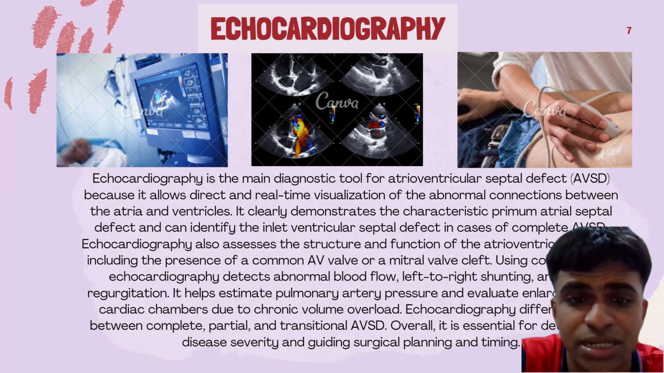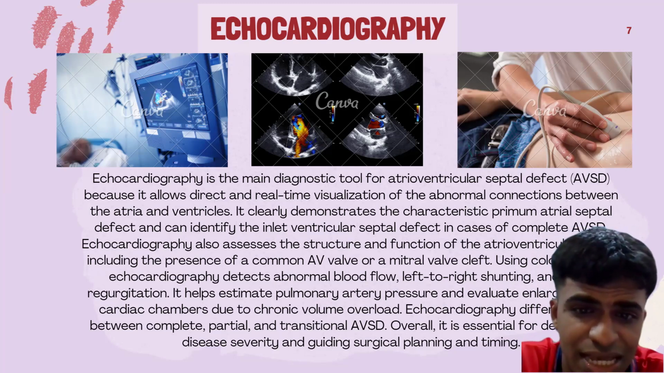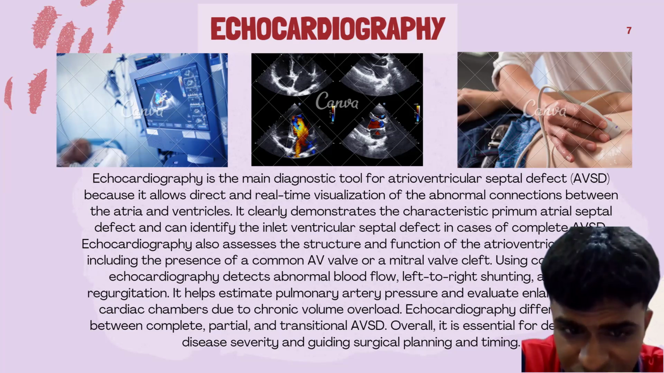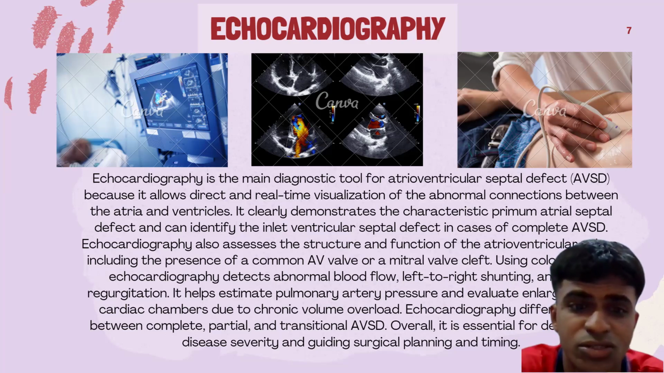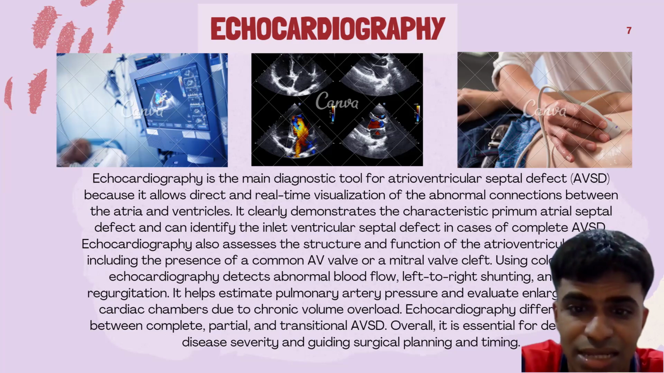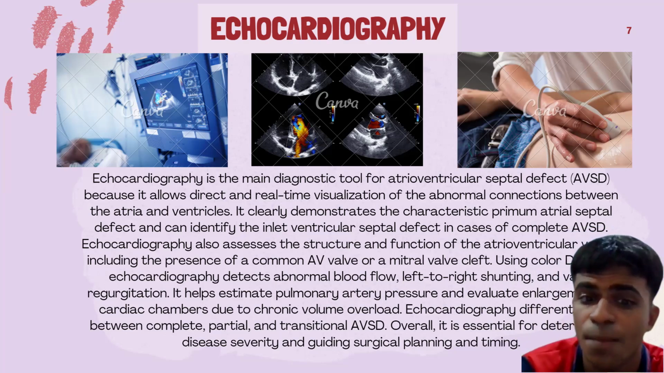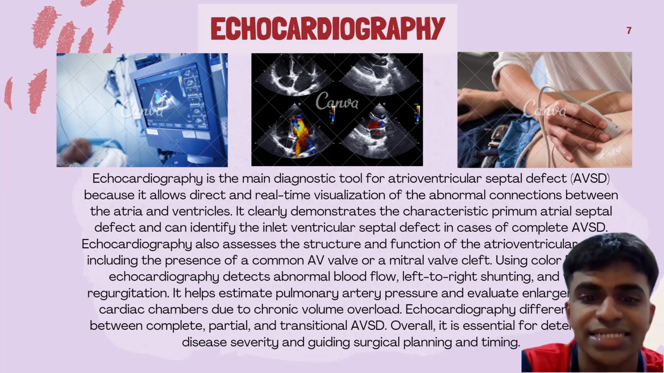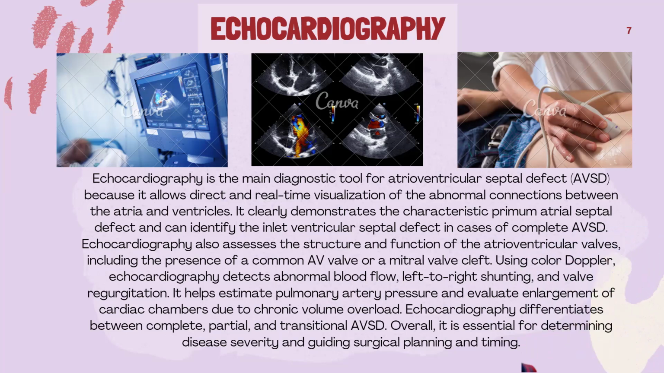Color Doppler is used to detect abnormal blood flow, such as left to right shunting, and to evaluate mitral or AV valve regurgitation. Echocardiography also allows estimation of pulmonary artery pressure and cardiac chamber enlargement. It can differentiate between complete, partial, and transitional AVSD. Overall, it guides surgical planning and helps determine the optimal timing for intervention.